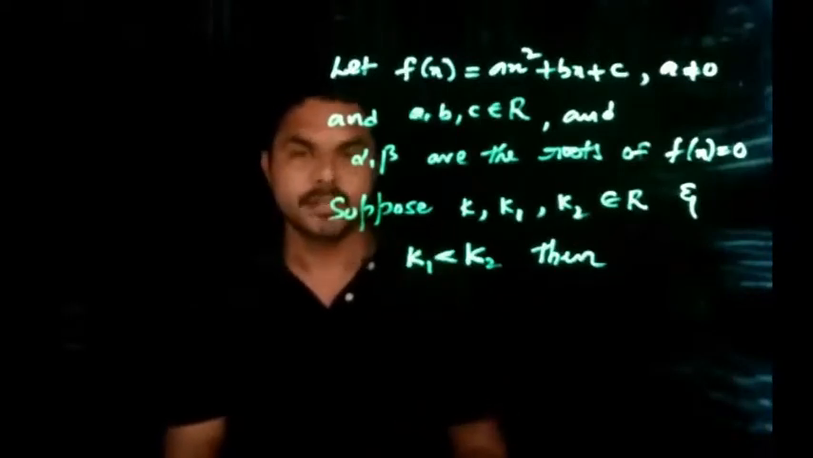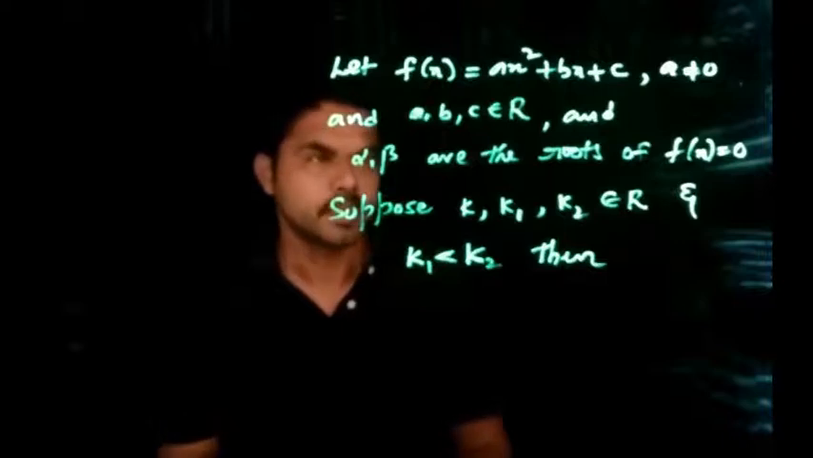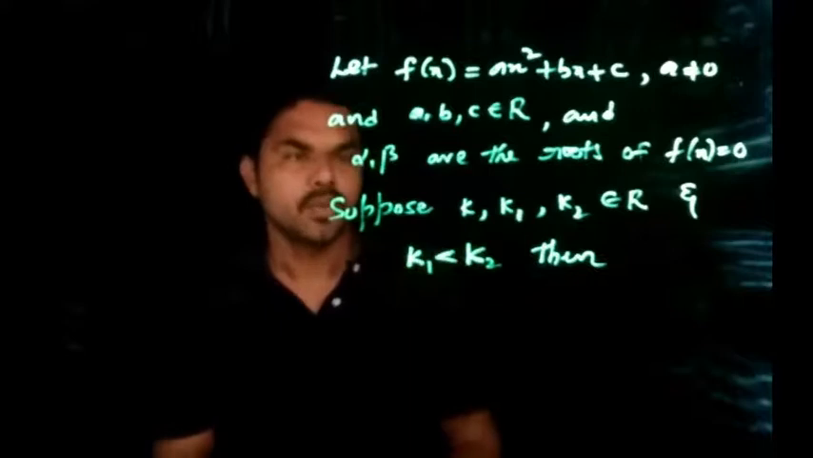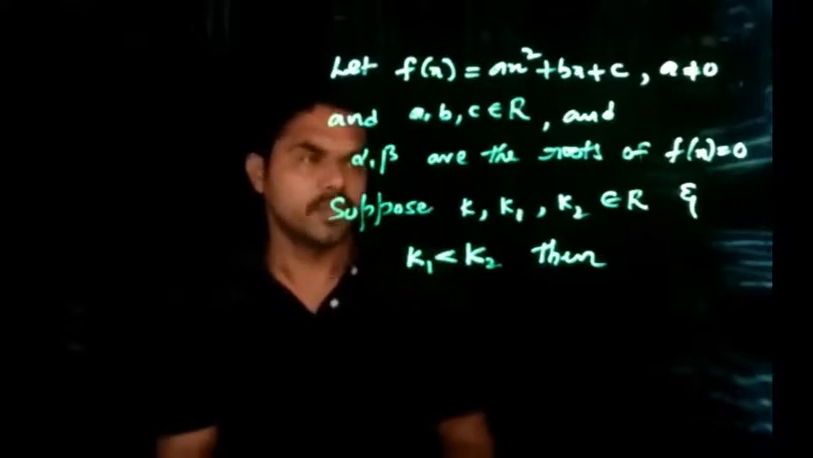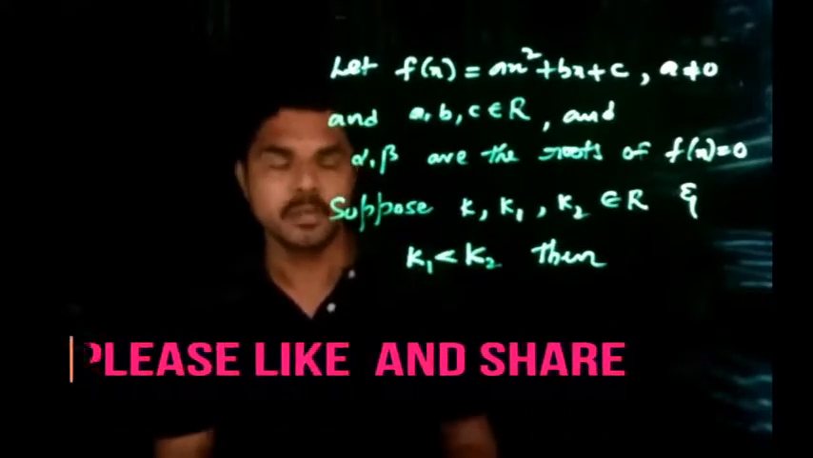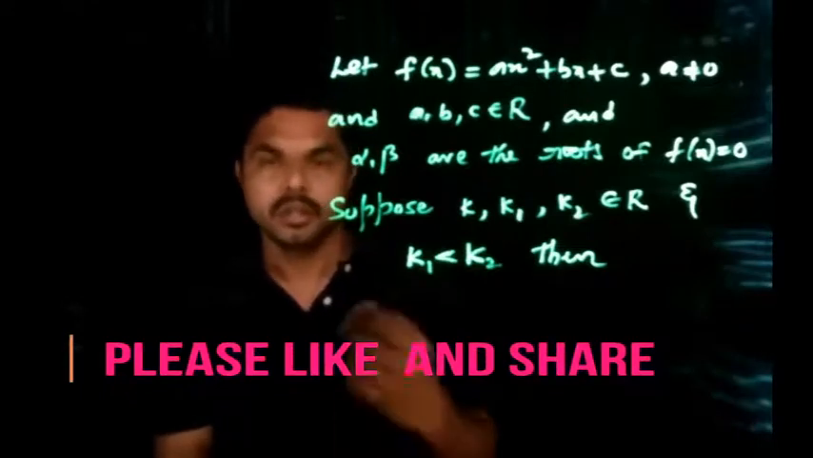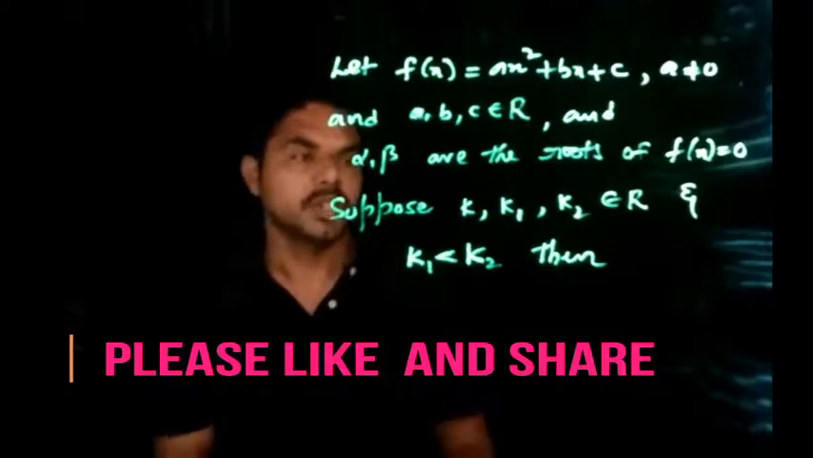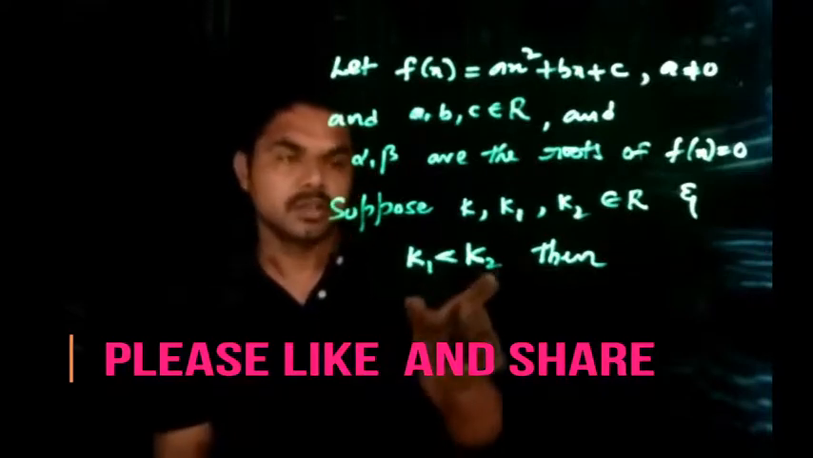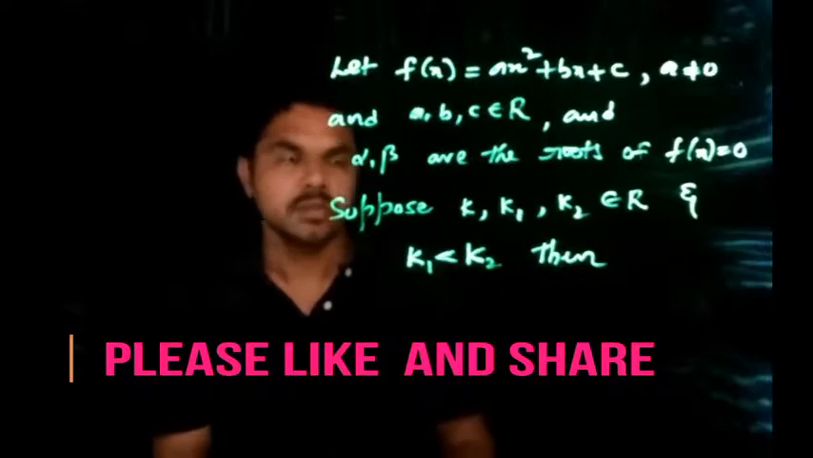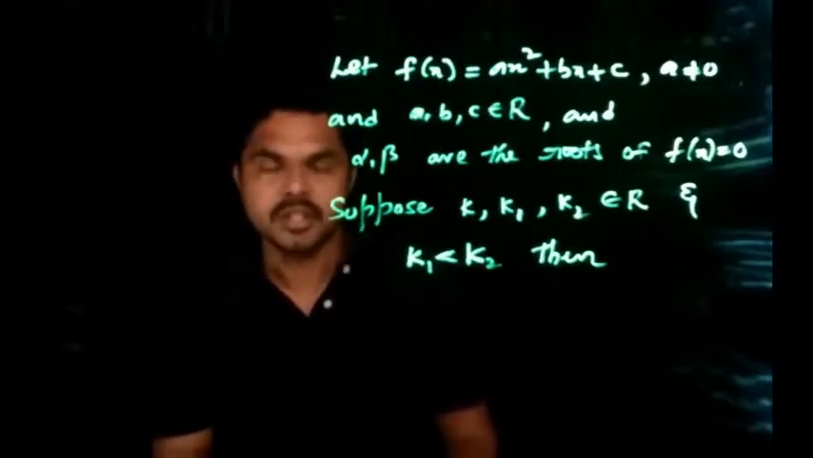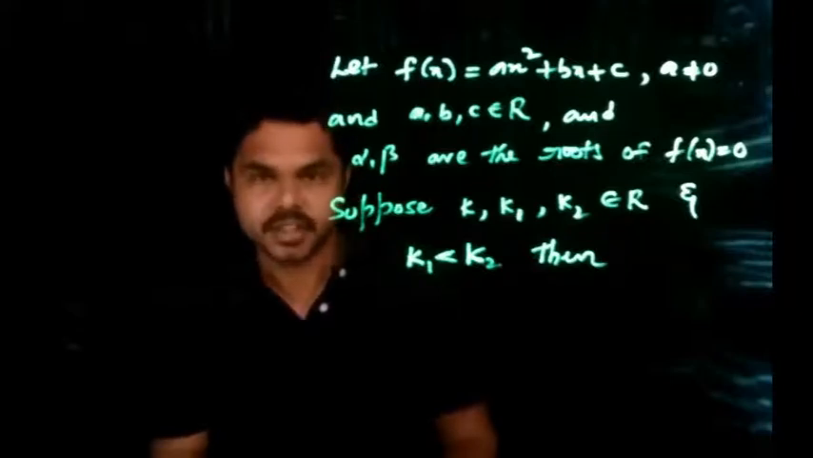This is the basic statement of the concept. Let f(x) = ax² + bx + c, where a is not equal to 0, a, b, c belong to R, and alpha, beta are the roots of f(x) = 0. Suppose there is a constant k, or sometimes two constants k1 and k2, with k1 always less than k2. Then what are the conditions? We are going to check them. Totally we have 6 conditions.